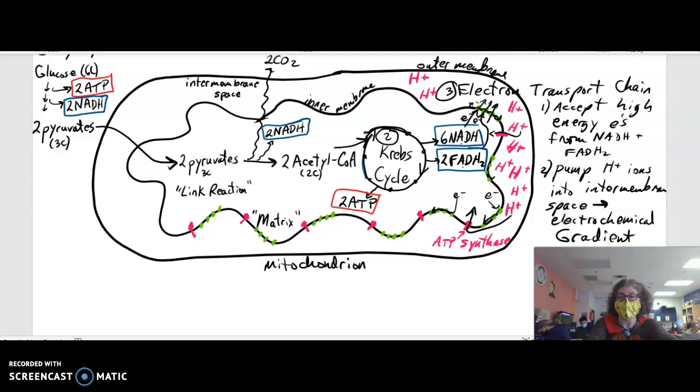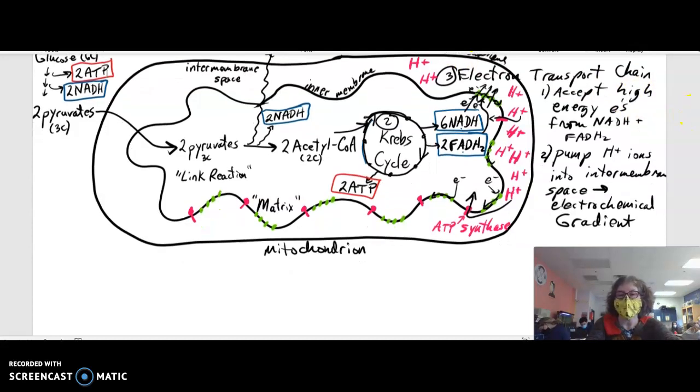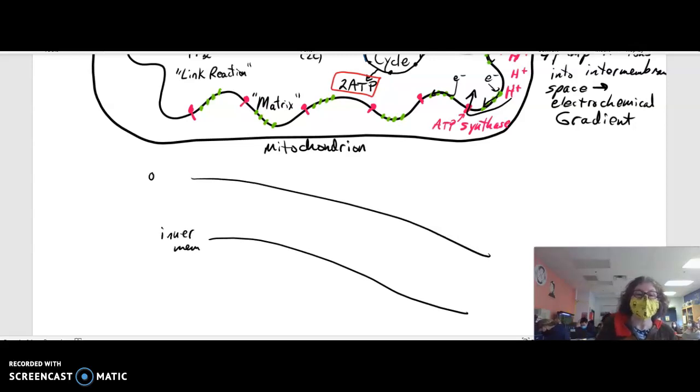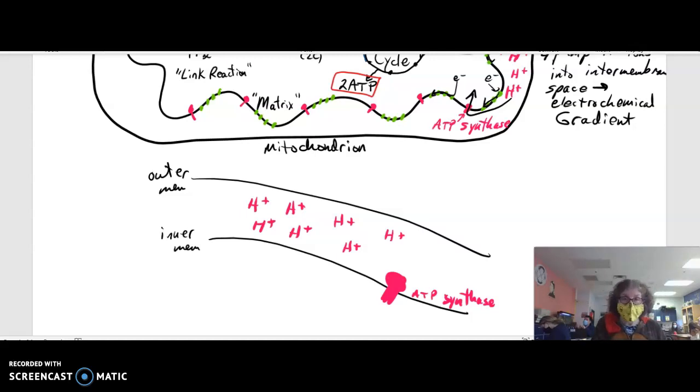So anytime, let me draw this down here so that it makes a little bit more sense, because that's a bit busy. Okay. So let's say you have the inner membrane, and you have the outer membrane, and you have an ATP synthase here. There's ATP synthase. And then you have hydrogen ions that are collected out here. And the reason that they are there is because the electron transport chain pushed them in there, right?